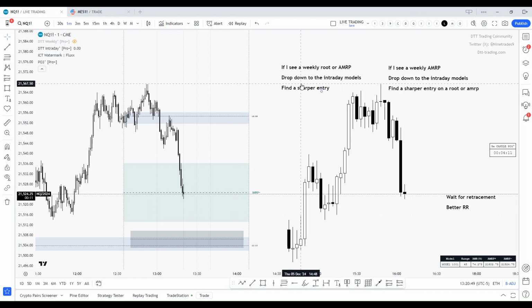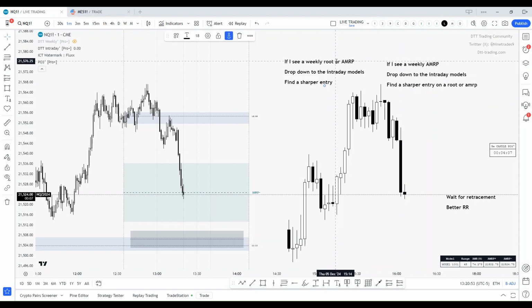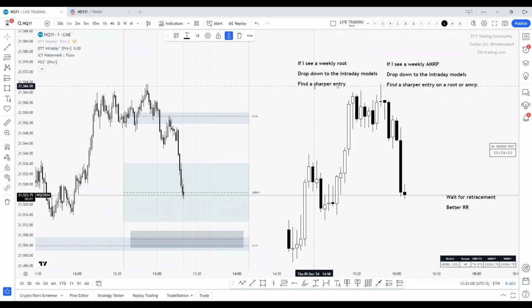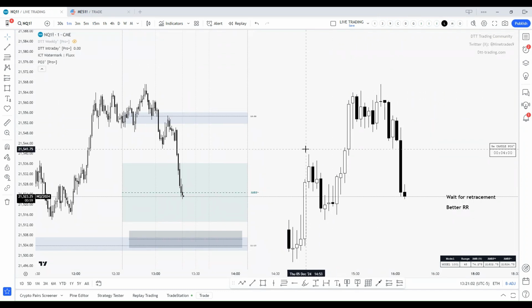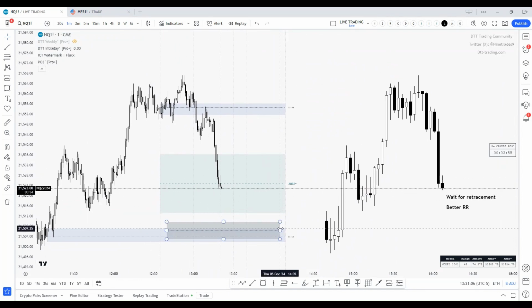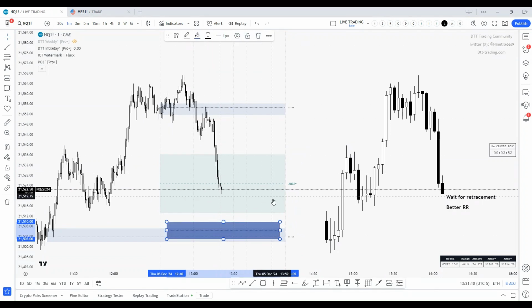But this here, this is two separate models, root and an AMRP, right? I don't really talk about that yet, but just spill the beans right there, spill the sauce. So now we're waiting for a retracement here. A couple things to look out for. We have the root candle down here from the weekly. I'll just make that really bright blue.